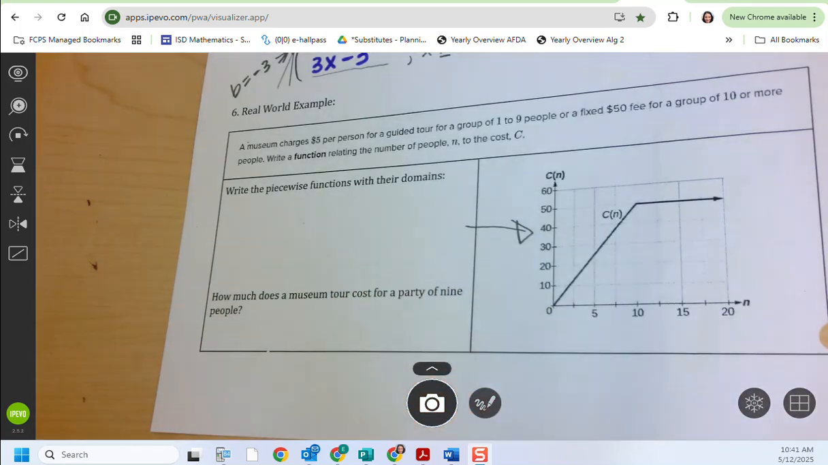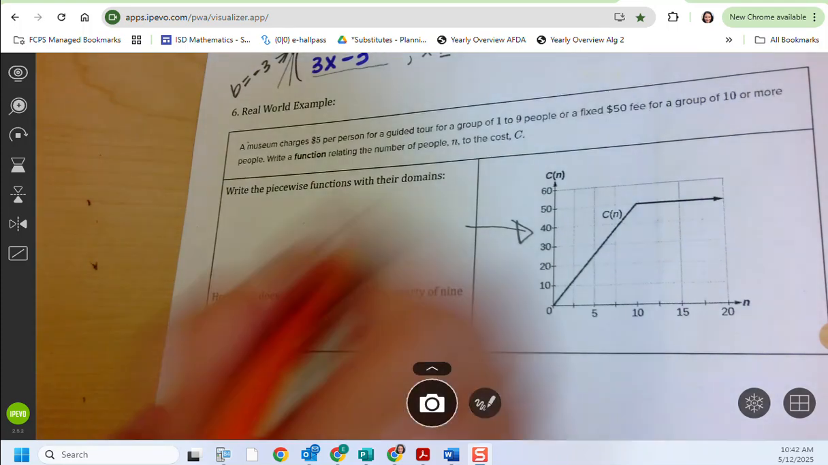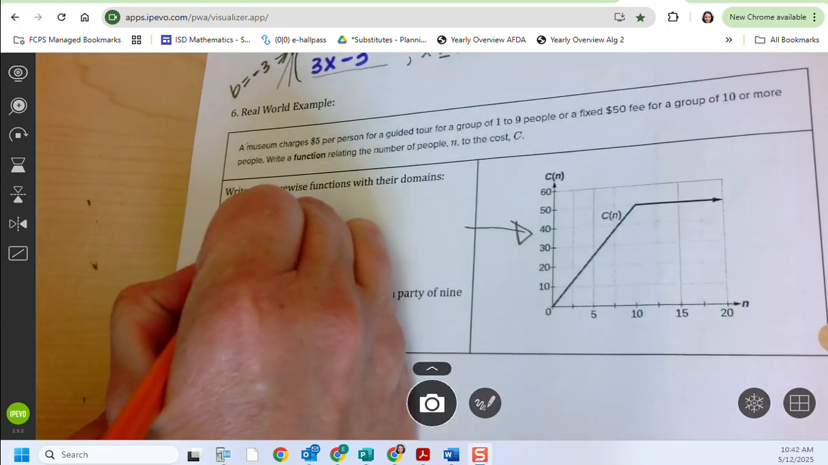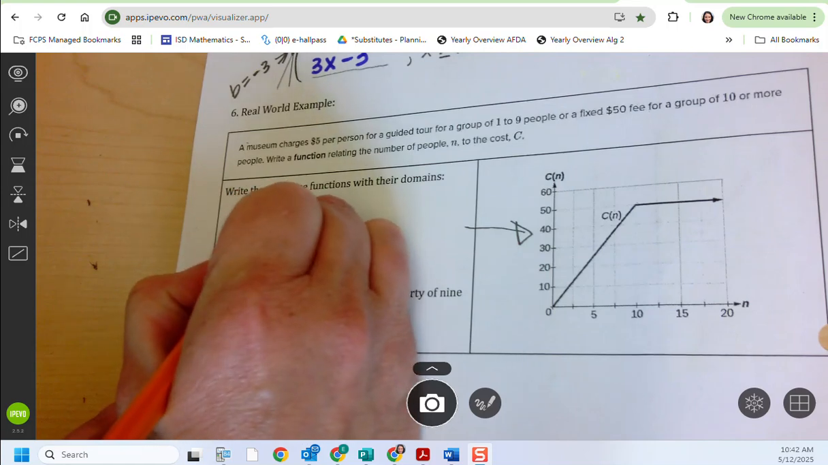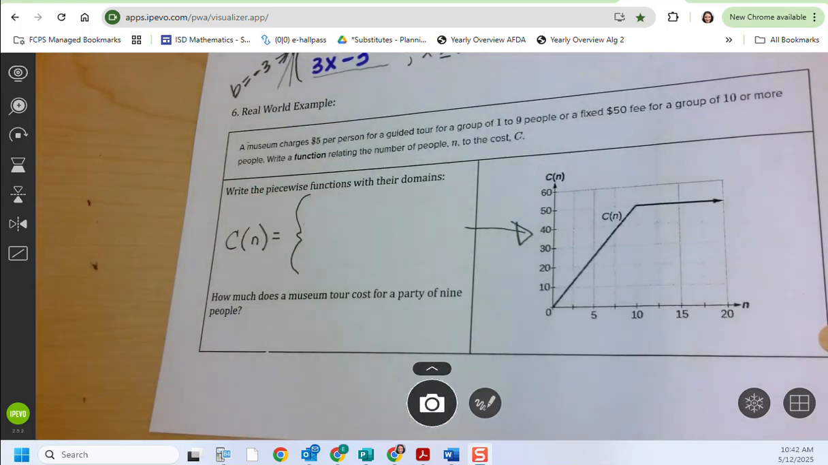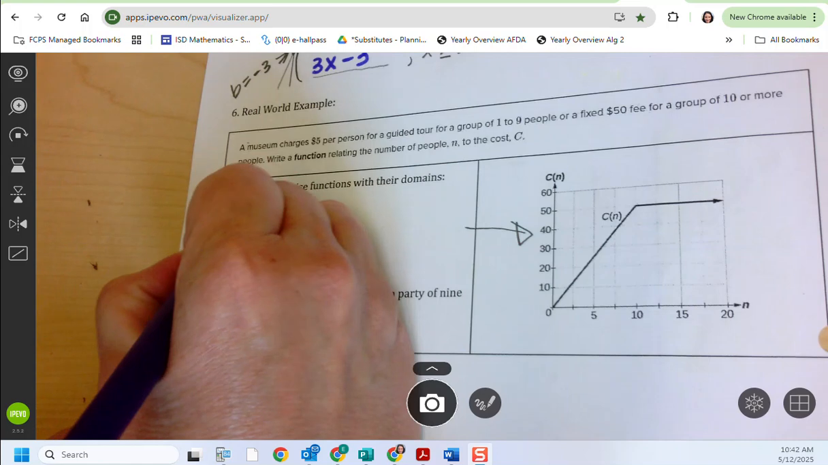Okay? So for this graph, they tell me that they want to use the variable c for my y value and n for my x value. So instead of f of x, it's c of n. You see that? Instead of f of x, it's c of n. I think I can write it with my pen. That will make it easier to read. C of n.